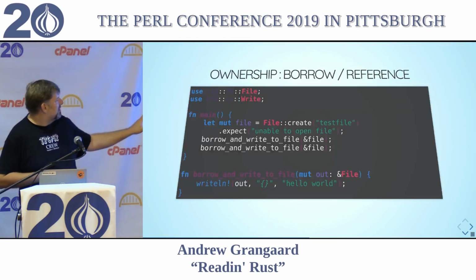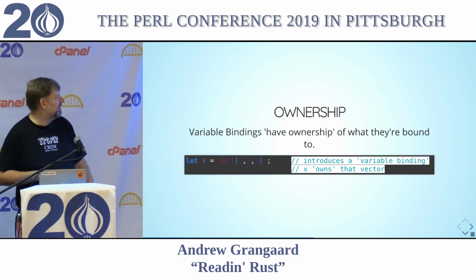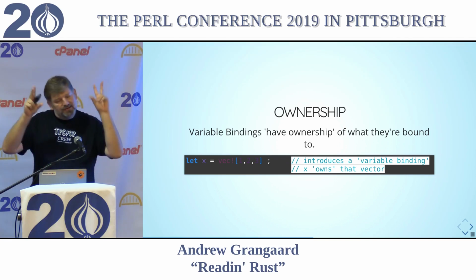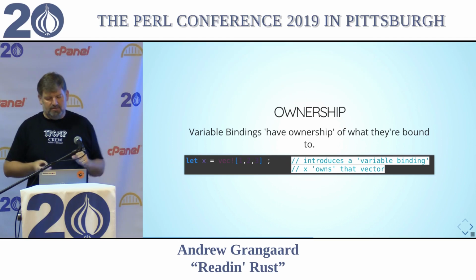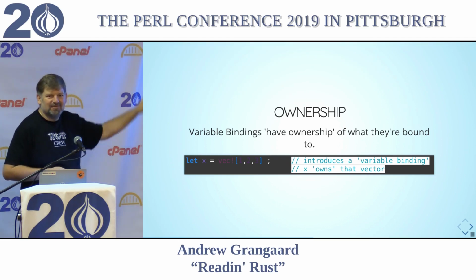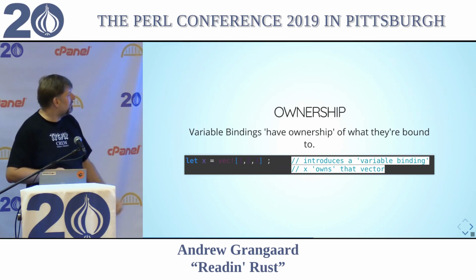So this is another set of, oh, you can't read this off. So let x equal a vector of 1, 2, 3. When you have a let, that introduces a variable binding, and it's that variable binding that owns the vector, right? The variable binding doesn't really exist outside of the compiler's mind space, but you have to keep it happy.